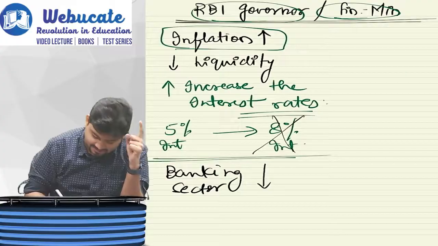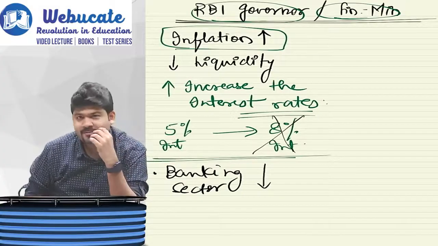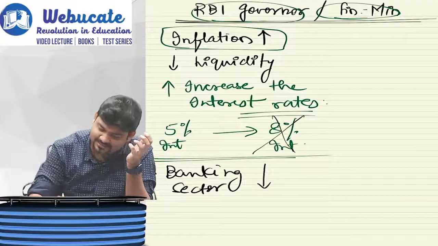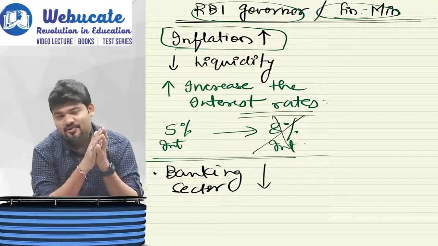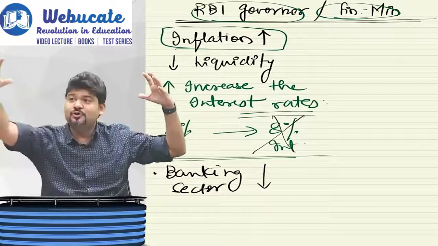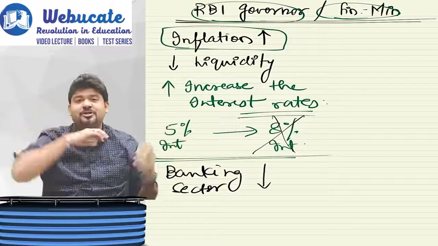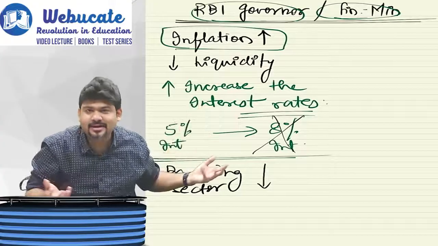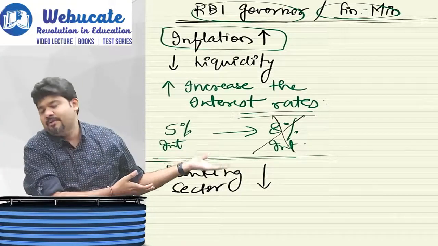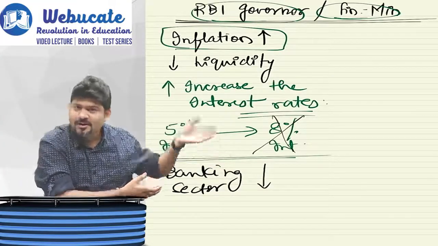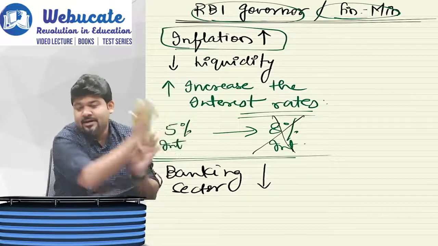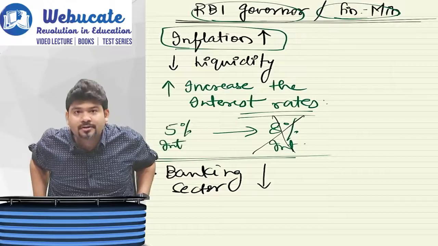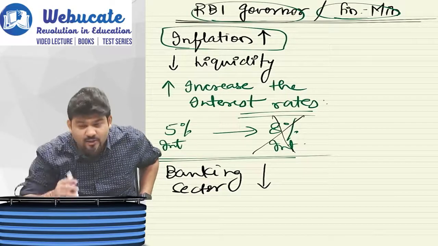Second thing that I have. Suppose now you are not going to take the loan. So what will happen to the real estate sector? For building real estate, suppose I want to purchase a house or a commercial property, I will take a loan from the bank. Not everybody has enough liquidity here. Now it was available at 5%, and I was ready to take it. Now it has increased to 8%. Oh my God.